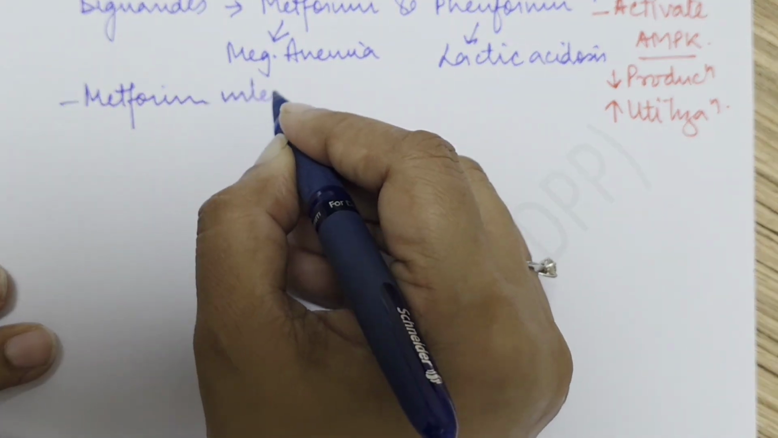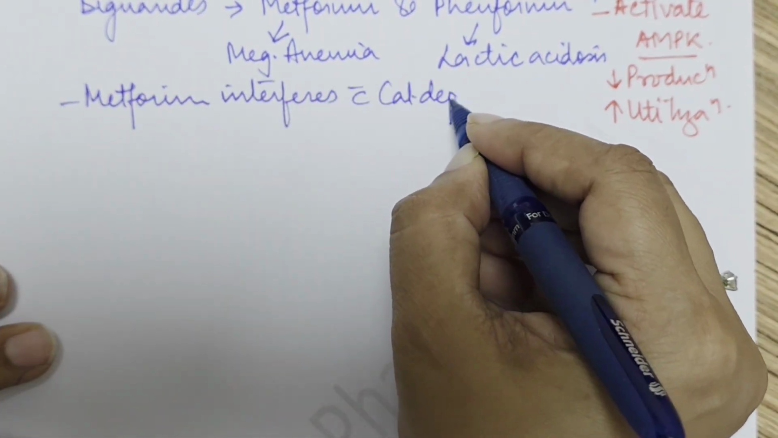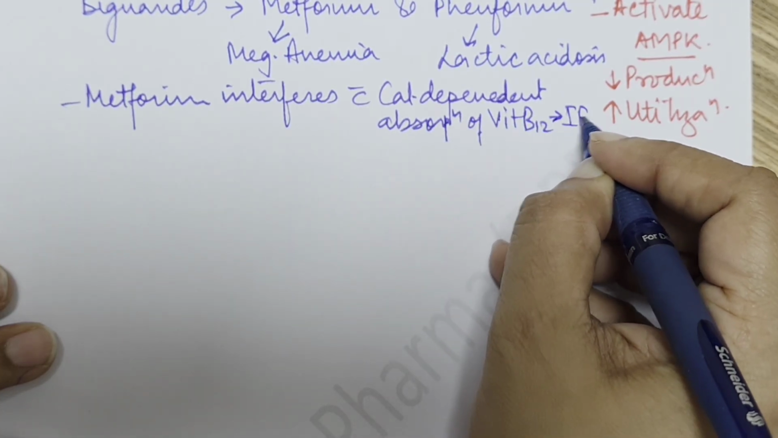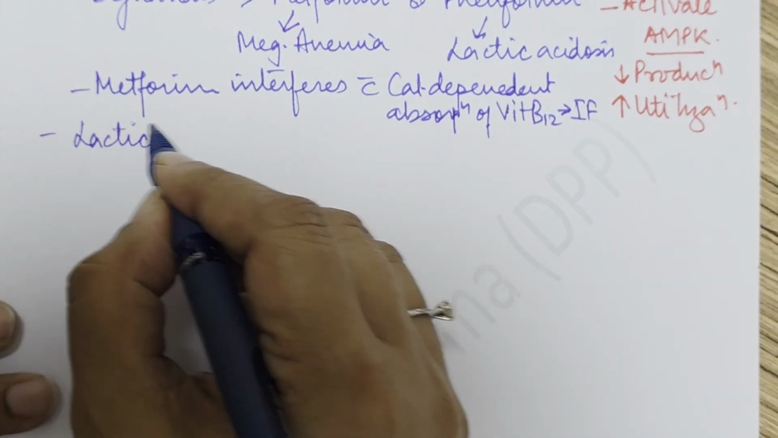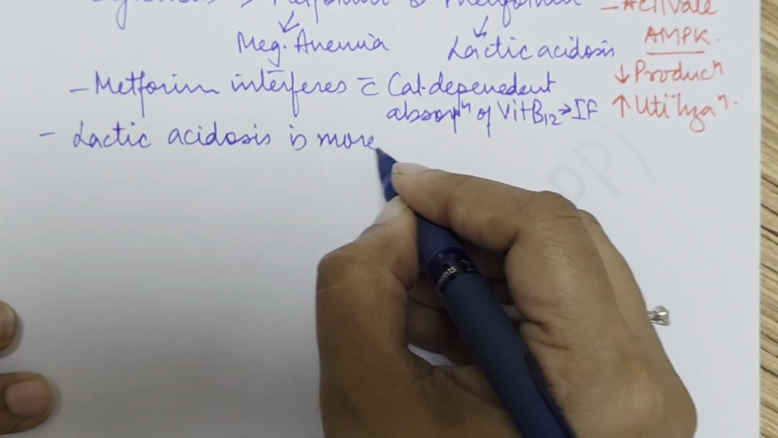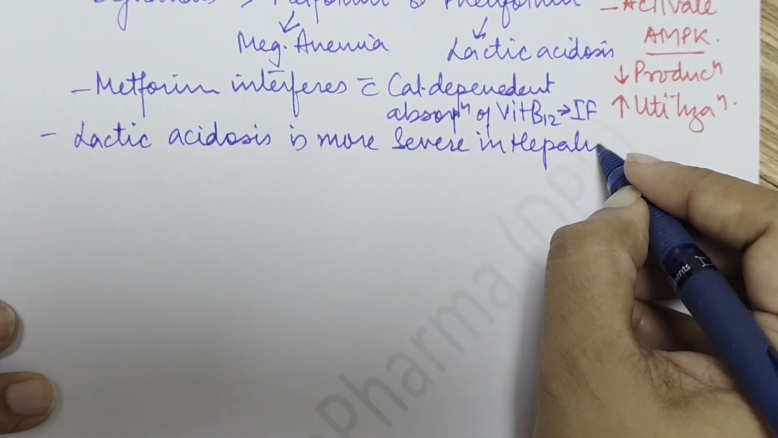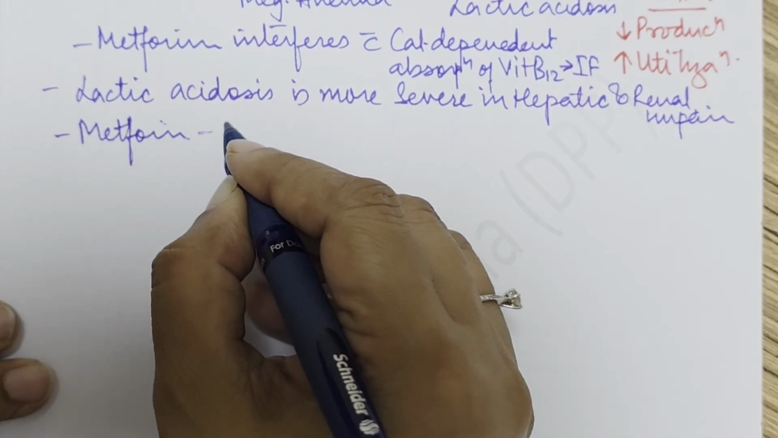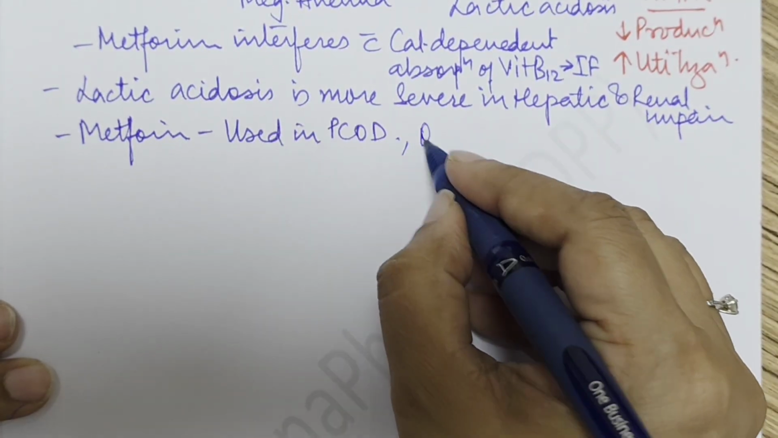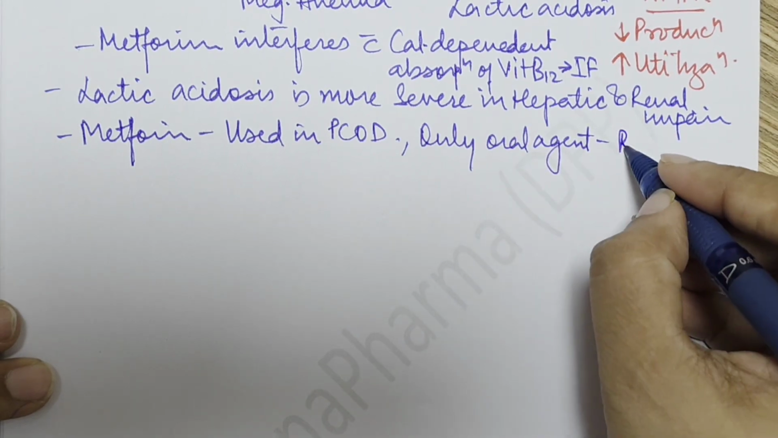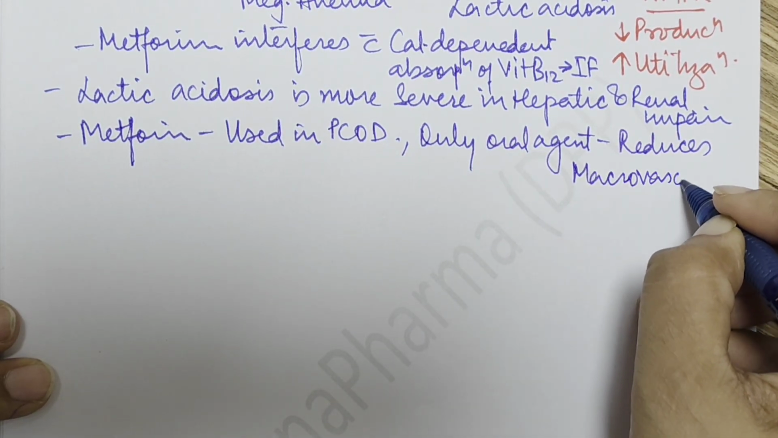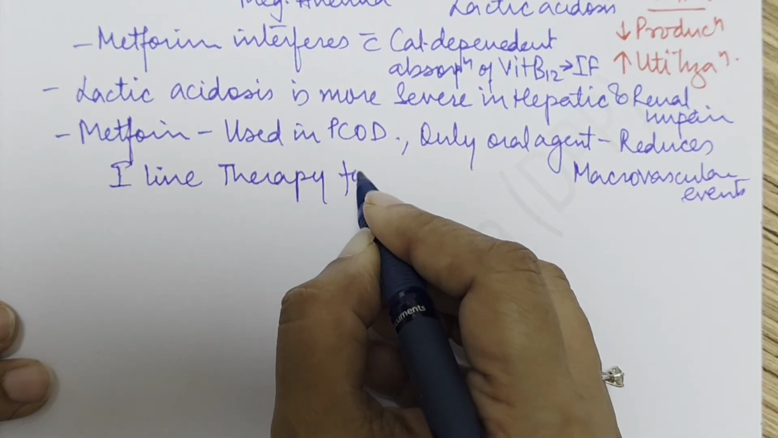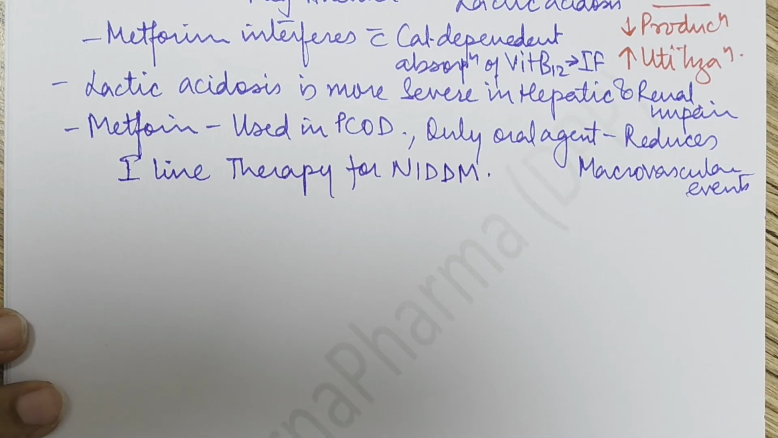Metformin also interferes with calcium dependent absorption of vitamin B12 and its combination with intrinsic factor. Then lactic acidosis is more severe in hepatic and renal impairment. Okay, apart from that, metformin is also used in PCOD, and this is the only oral agent which reduces macrovascular events, right? So this is the first line therapy for NIDDM or non-insulin dependent or type 2 diabetes mellitus.